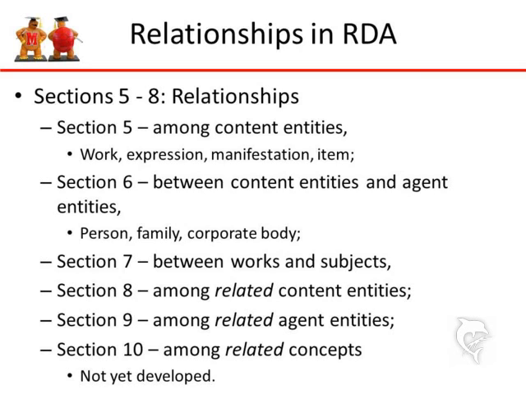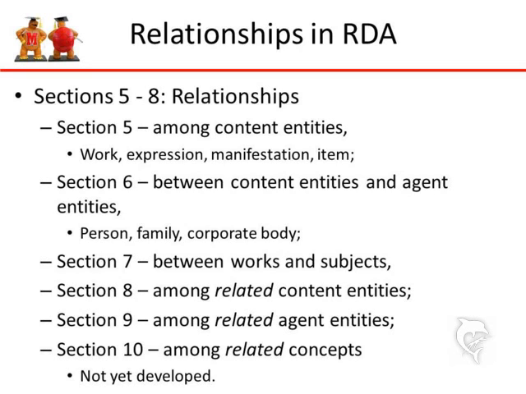In section 6, we learn how to describe relationships between content entities and agent entities, so between content and persons, families, and corporate bodies. Section 7 is for describing relationships between works and subjects. Again, there's your subject cataloging, your aboutness. Section 8 is for describing relationships among related content entities.